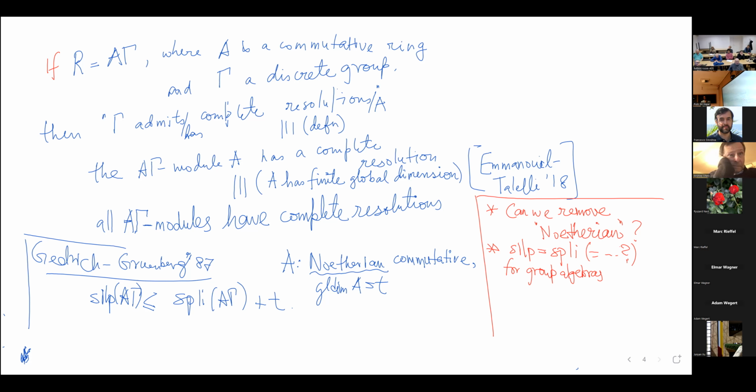Sorry, by group algebra, you mean that A is equal to the shield? No. Group algebra. I should just say group ring. I mean something like this. Exactly like this. That's a very, very good point. I mean group ring. Group ring, okay.